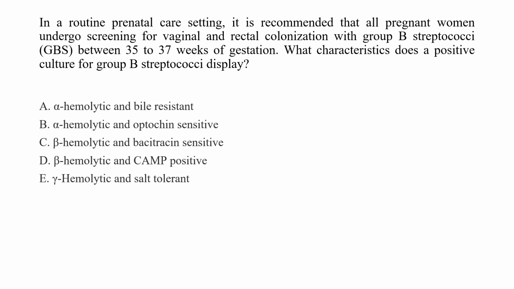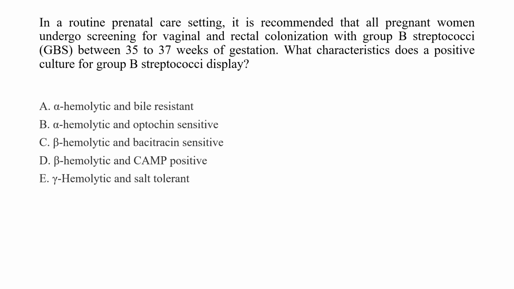In a routine prenatal care setting, it is recommended that all pregnant women undergo screening for vaginal and rectal colonization with group B streptococci between 35 to 37 weeks of gestation. What characteristics does a positive culture for group B streptococci display? Now, group B streptococci is a major cause of meningitis and sepsis in newborns, and in clinical practice, correctly identifying group B streptococci is essential for preventing neonatal infections.